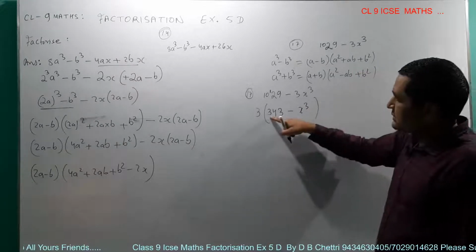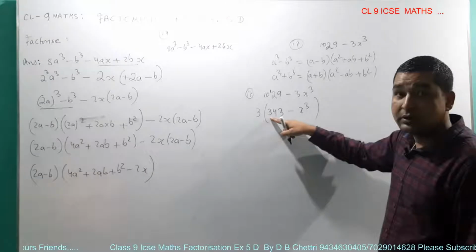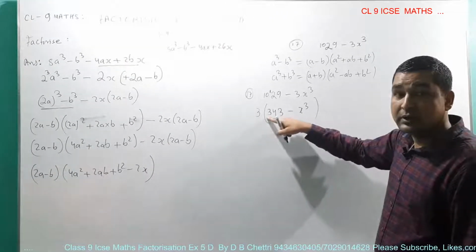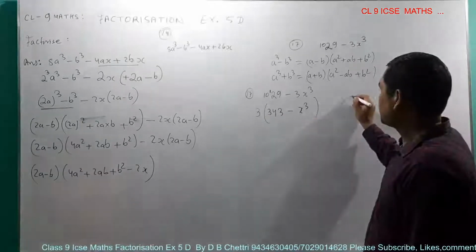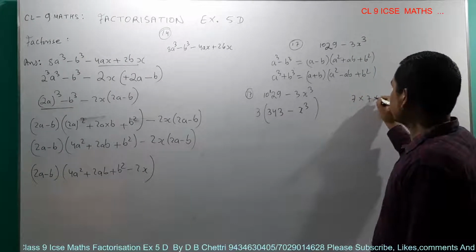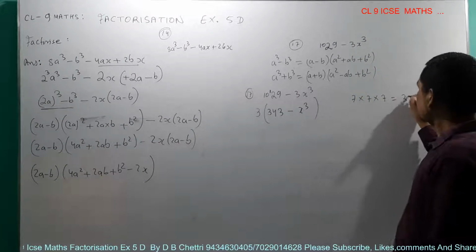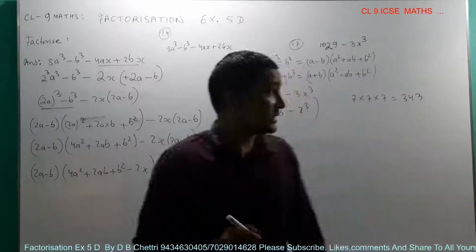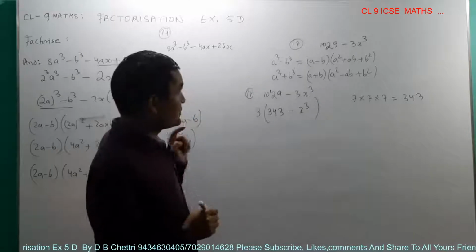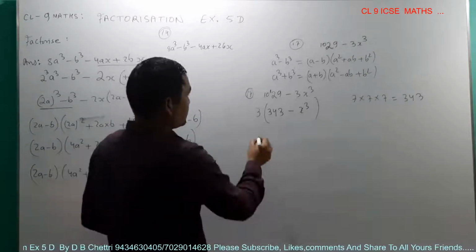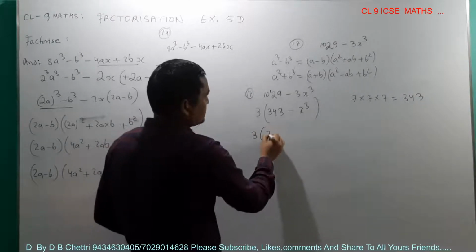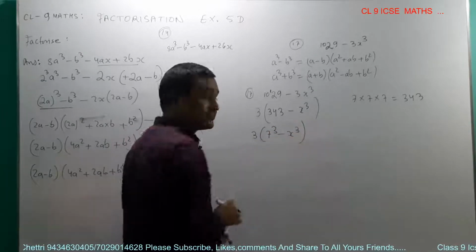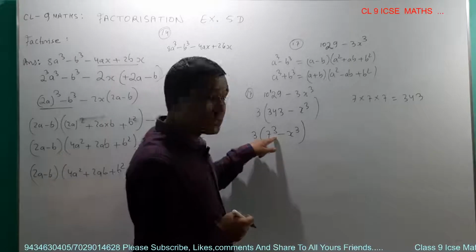Now let's see whether this is a cube of any number or not. Is 343 a cube of any number? Yes. Whose cube is this one? 343 is the cube of 7. 7 multiplied by 7 multiplied by 7 equals 343. That's why 343 is the cube of 7. Let's convert into cube, then we'll use a formula to factorize it. 7³ minus x³. Now it is converted into a formula.